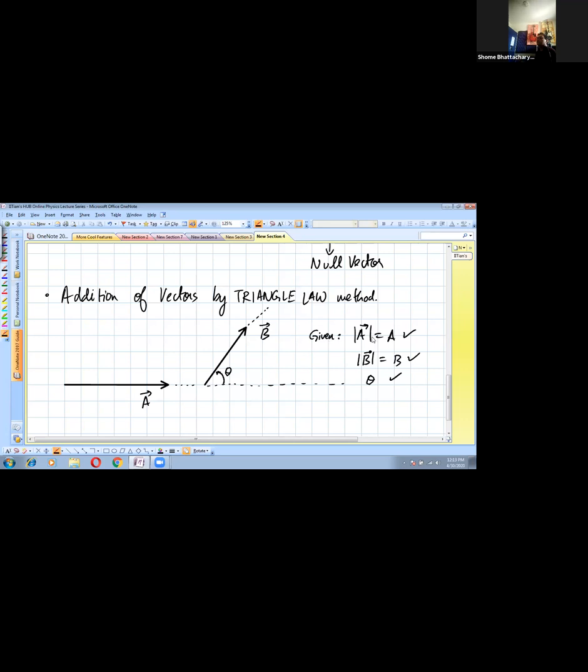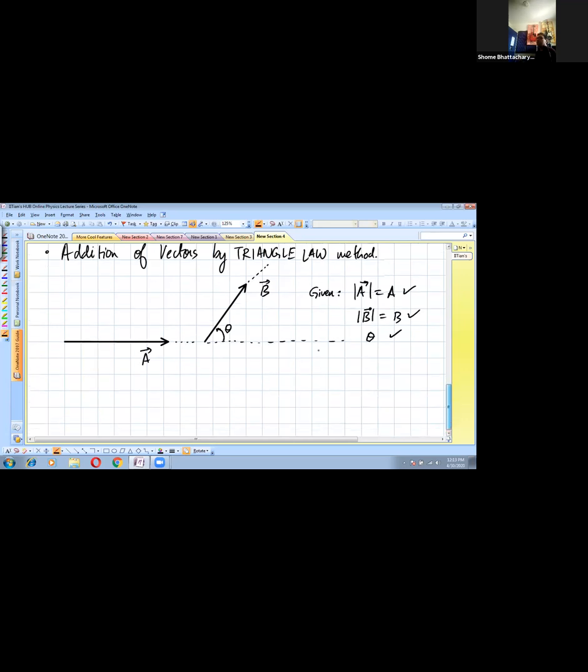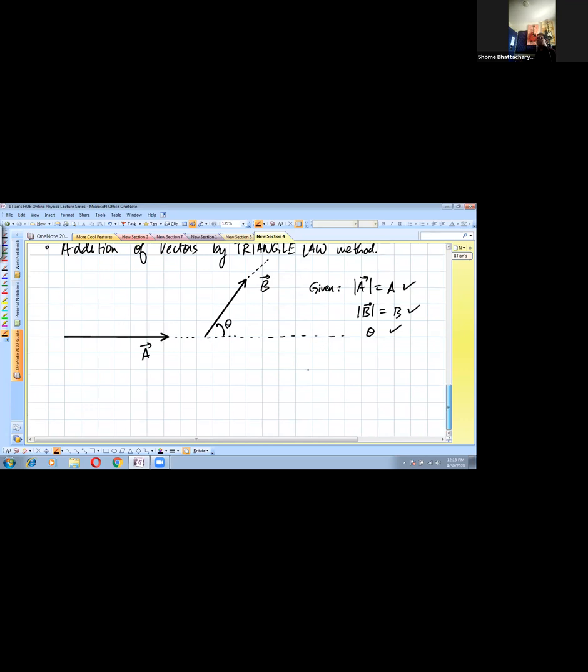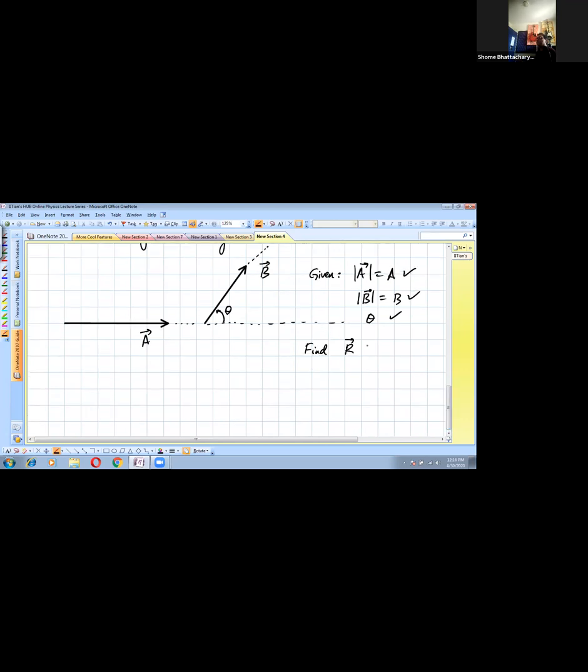So these quantities are given, suppose. I know the values of these, and from that what I want to find is what we call the resultant of the two vectors, or the sum of the two vectors. I want to find this. That means, in other words, I want to find the magnitude of the vector R and the direction of the vector R, where R is called the resultant. So this term is called the resultant or the sum of the two vectors. Okay.